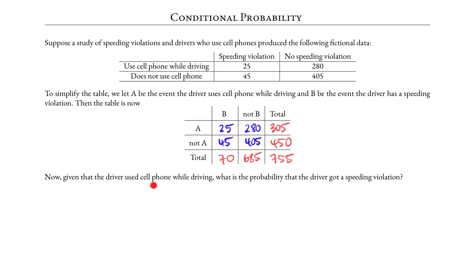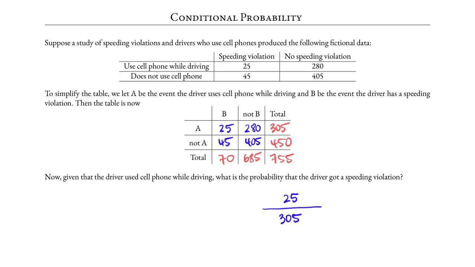Now, given that the driver used cell phone while driving, what is the probability that the driver got a speeding violation? We are interested in the probability that the driver got a speeding violation, but only out of those who use cell phone while driving. Out of those who use cell phone while driving, how many are there? 305. And out of these 305, how many got the speeding violation? If we restrict our attention to row A only, because row A represents the number of drivers who use cell phone while driving, then we see that 25 of those got a speeding violation. So this is 25 out of 305.